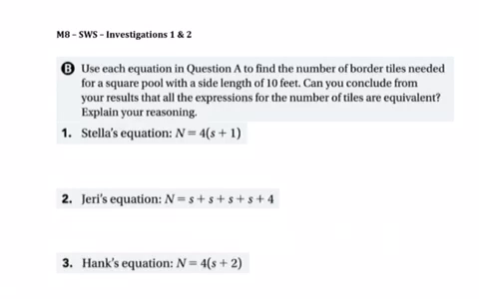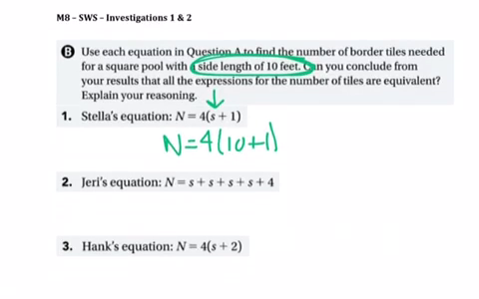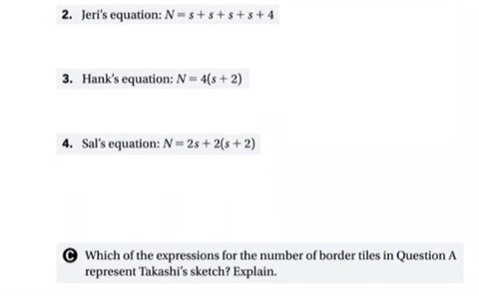Then you're going to go through part B. Part B is going to have you check equivalence by plugging in a side length of 10 feet. So this means if I had a pool with a side length of 10 feet, I would need 10 tiles to just surround that one side of the pool. Okay, so all I'm going to do is plug in 10, and I'm going to simplify to figure out the number of tiles. You're going to do that for Stella, Jerry, Hank, and Sal.